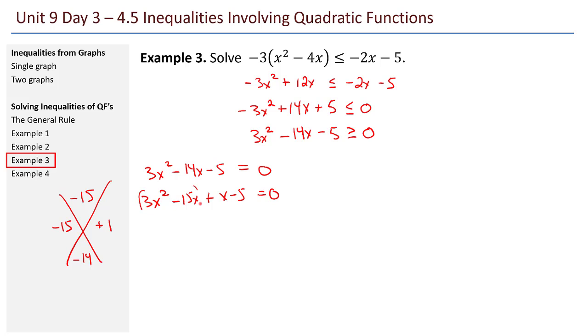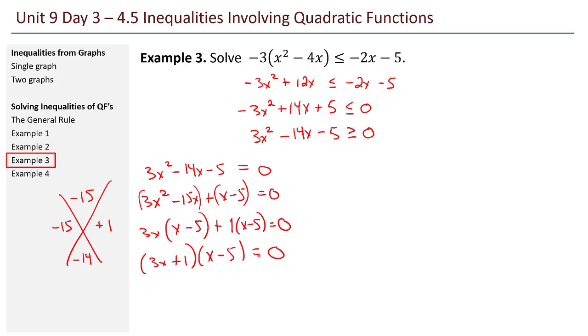And I can factor by grouping. So 3x times x minus 5 plus, well, that's just 1 times x minus 5 equals 0. And so we have 3x plus 1 times x minus 5 equals 0. So individually, what x values will make each factor equal 0? In the first case, -1/3 works. So x equals -1/3. Or in the second case, 5 works. X equals 5. All right, finally, we're at the point where I know the 2 points of intersection.